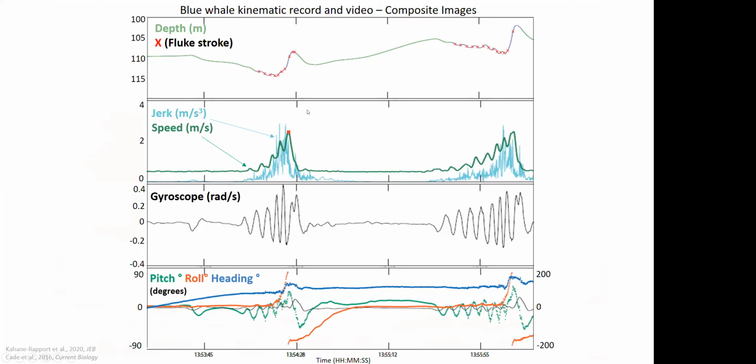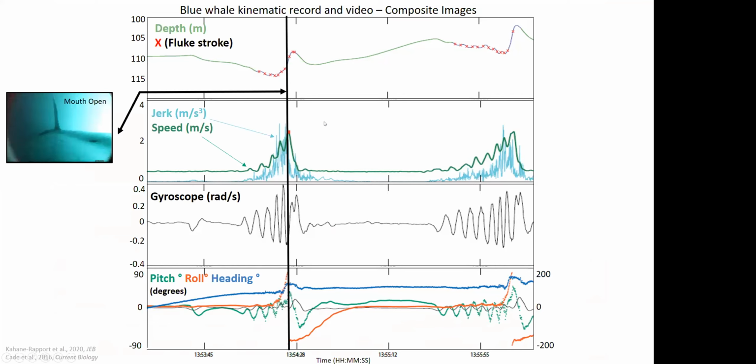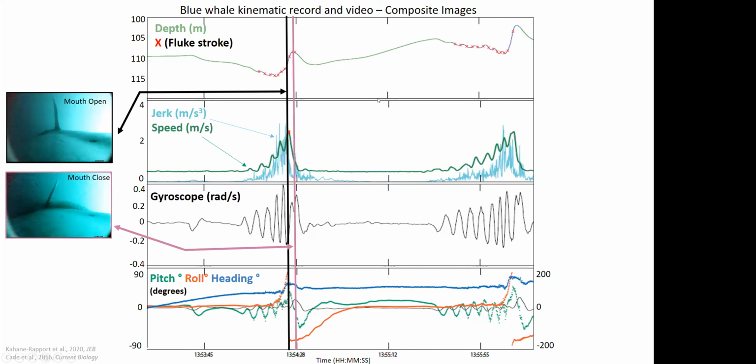We just modified that script even more so we could click in different places. So we could click where the mouth opened, and then we confirmed it with the video. At this peak in speed, we see this consistently in the kinematic data, but do we also see it consistently in the video? In fact, yes. And then we clicked again, mouth closing. We saw it in the video, we could see it in the kinematic data.